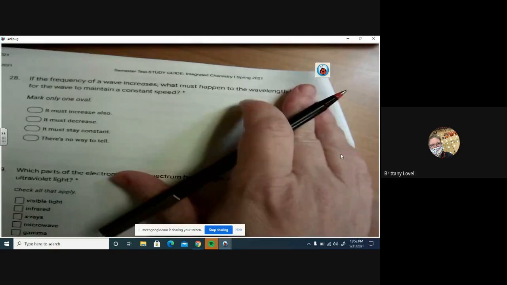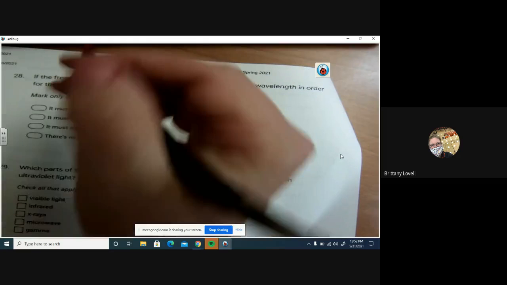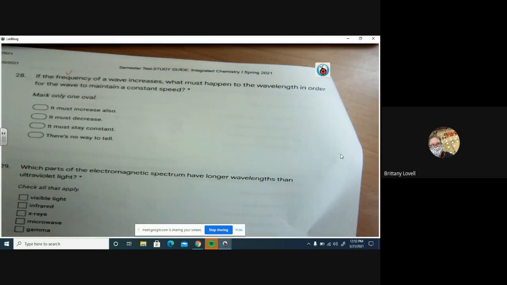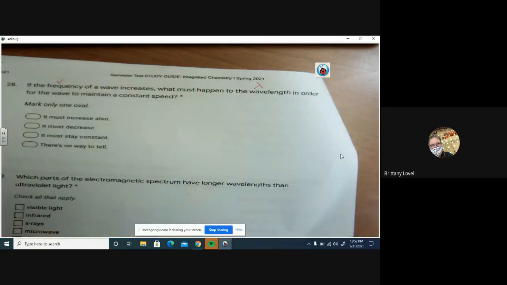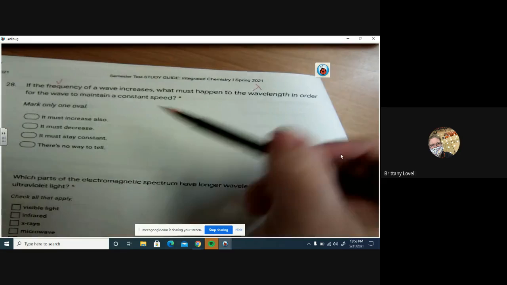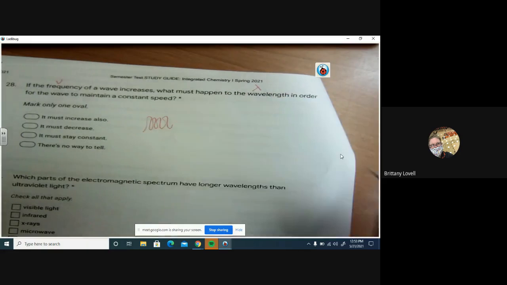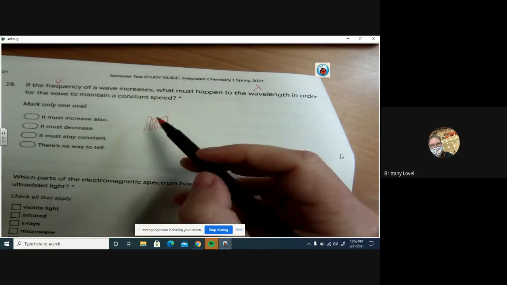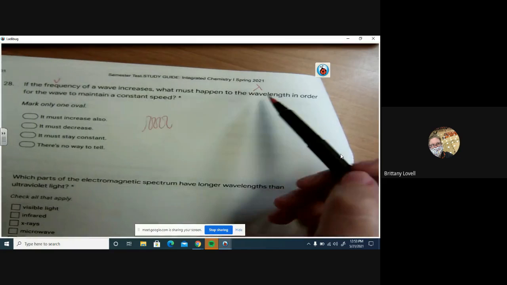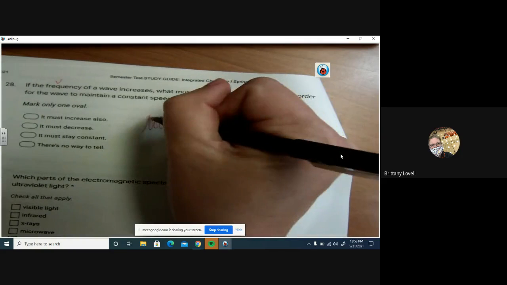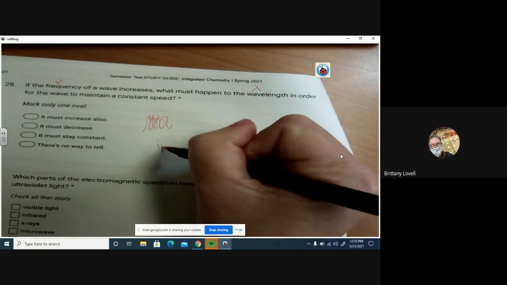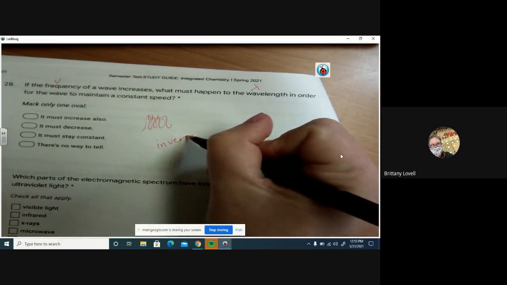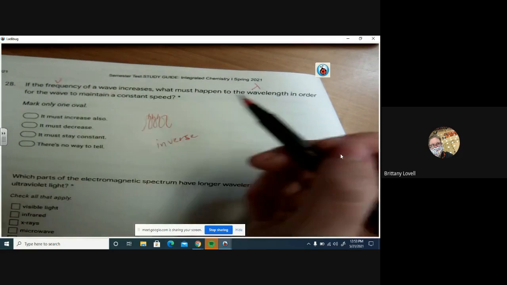Okay, 28. If the frequency of a wave increases, what must happen to the wavelength? Well, remember, frequency is with that weird little V, and wavelength is the upside down Y looking thing. If frequency goes up, so the waves are really close together, what happens to the wavelength in order for the wave to maintain a constant speed? Well, if frequency goes up, wavelength is going to go down. They're going to get closer and closer together. So it's an inverse relationship. If that one goes up, wavelength must go down. It must decrease.